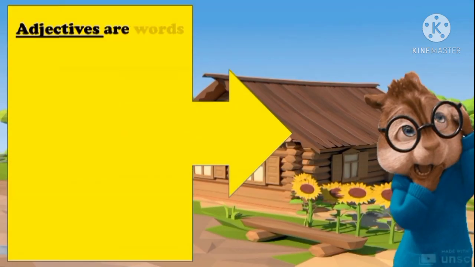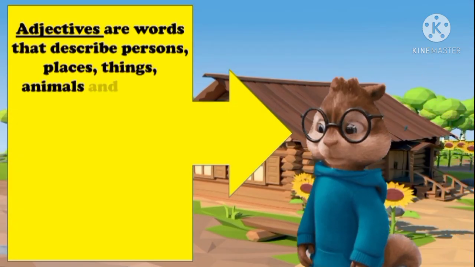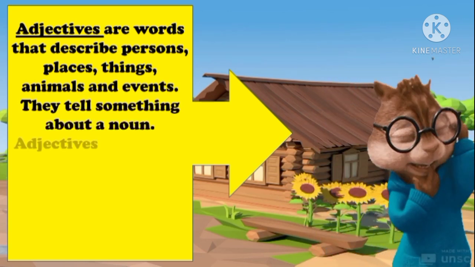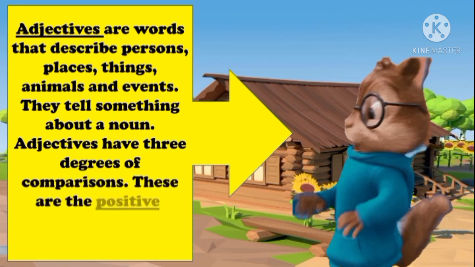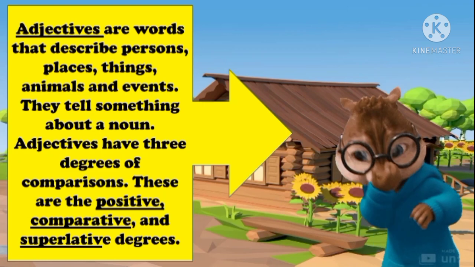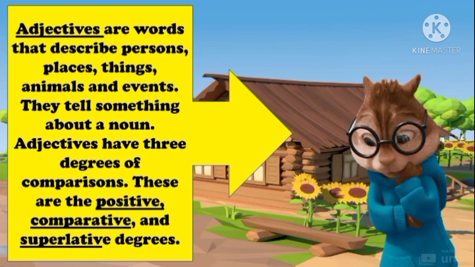What do you mean by adjectives? Adjectives are words that describe persons, places, things, animals, and events. They tell something about a noun. Adjectives have 3 degrees of comparisons. These are the positive, comparative, and superlative degrees.